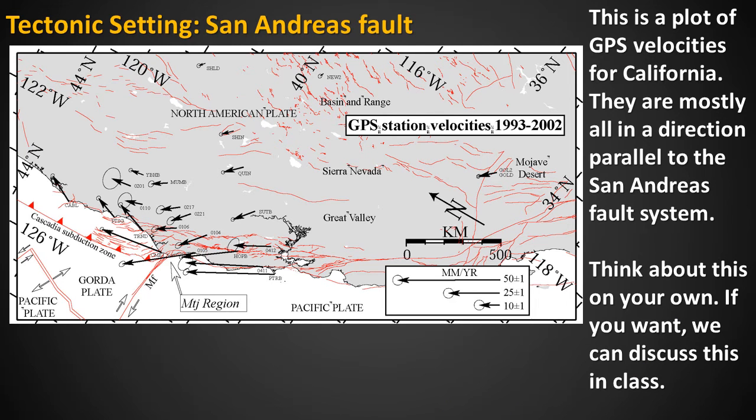This is a plot of GPS velocities for California. They are mostly all in a direction parallel to the San Andreas fault system. Think about this on your own if you want. We can discuss this in class.